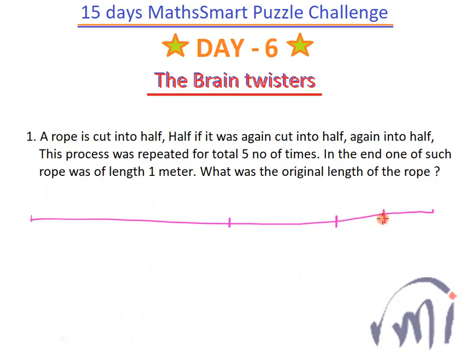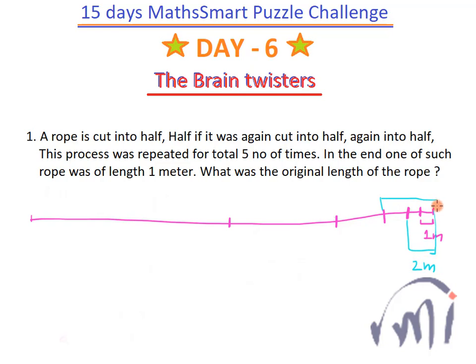So this is when you cut it for the third time, and then again you are cutting one of the pieces into half. So this is when you cut it for the fourth time, and again you are cutting it into half. So this will be when you cut it for the fifth time. So length of this much is 1 meter. So if length of this much is 1 meter, that means this much was equal to 2 meters.